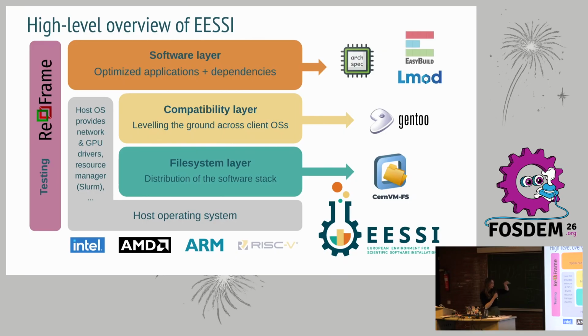And on top of that, you have the host operating system, which is the one providing the drivers. That can be GPU, network, whatever. Also the resource manager, which is usually Slurm. And then on top of that, you have the file system layer, which is CernVM-FS, which is another open source project. We have developers right here if you want to ask them something. This is the infrastructure to distribute the binaries, not the binaries themselves. And then on top of that, we have the compatibility layer.